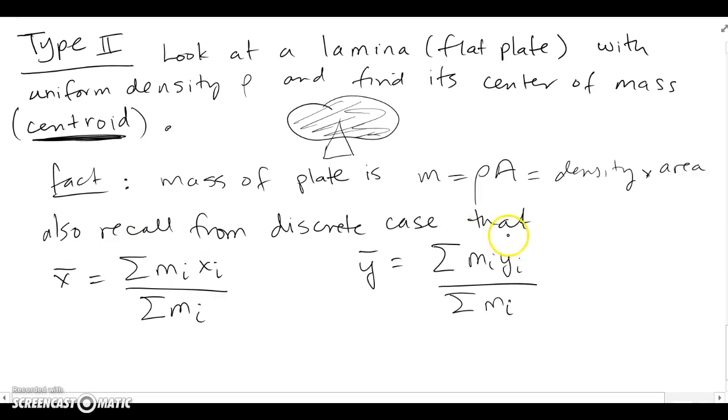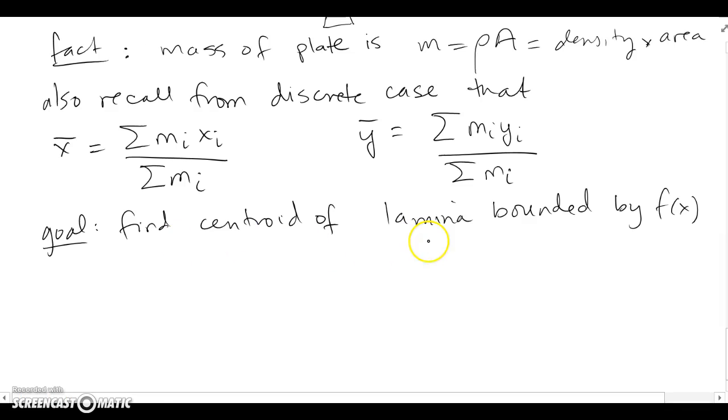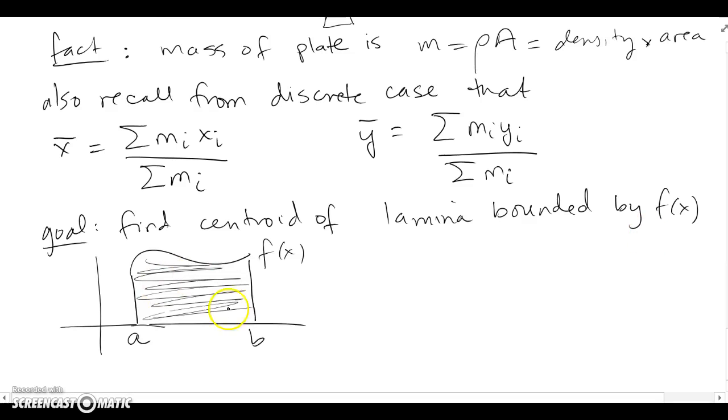Also recall from the discrete case that we derived that x bar is the sum of the moments over the sum of the mass of the system, and y bar was the sum of the moments over the sum of the mass of the system. Now we're looking at a continuous case where there aren't point masses, but rather a flat region denoted by possibly a function f of x. So our goal right now is to find the centroid of a lamina, a flat plate, bounded by some function f of x. So here's my lamina or flat plate, and it's bounded by the function f of x.